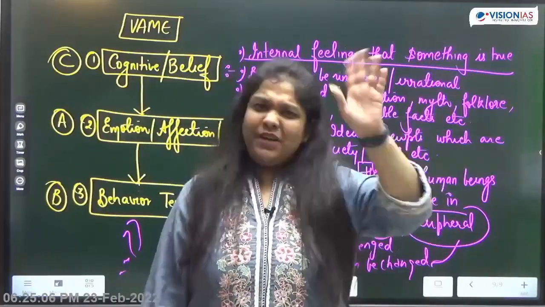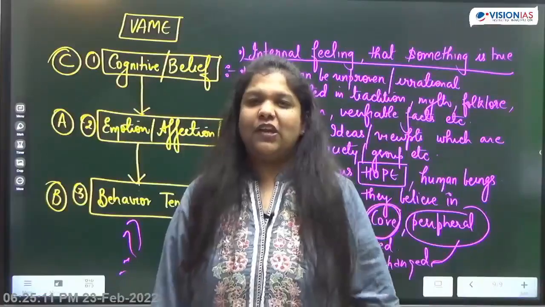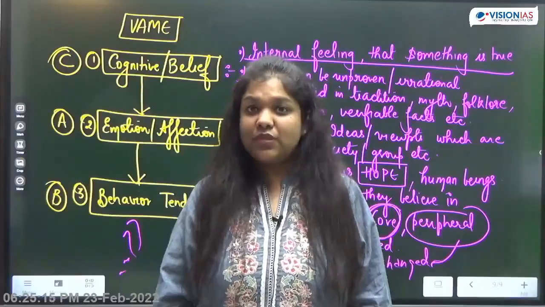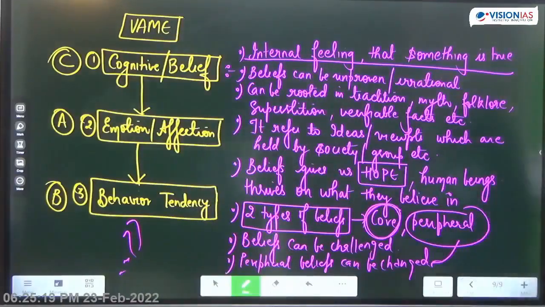Peripheral beliefs: using social media, making transport and communication available, allowing women to go outside and work, okay? These were your peripheral beliefs, so they were easy to change. Is that clear?